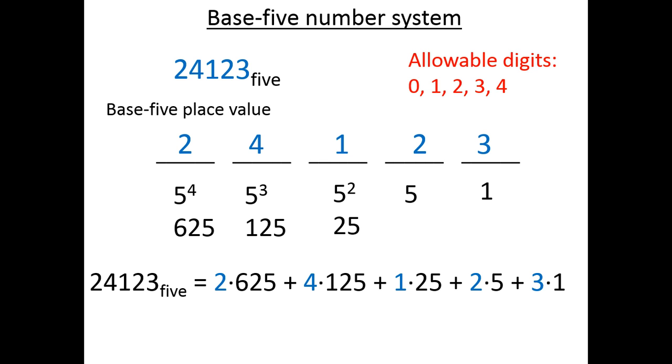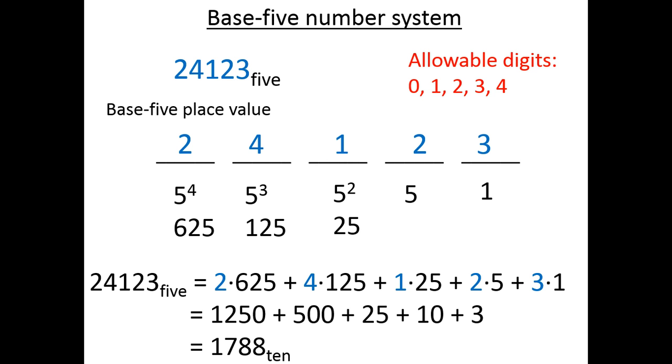Well, it would mean we have 2 groups of what to us are 625s, 4 groups of what to us are 125s, 1 group of what to us is 25s, 2 groups of 5, and 3 1s, which means to us this number would be 1,788 in base 10. It would still represent the same number of objects, but we just have a different name for it because we're using a base 10 number system. We're grouping by groups of 10 instead of grouping by groups of 5.